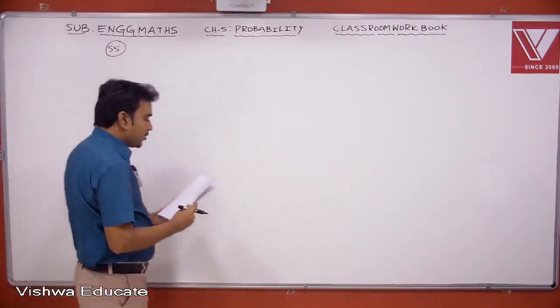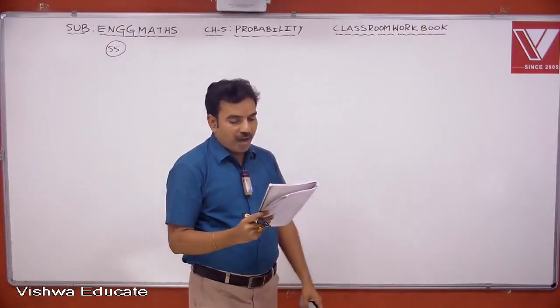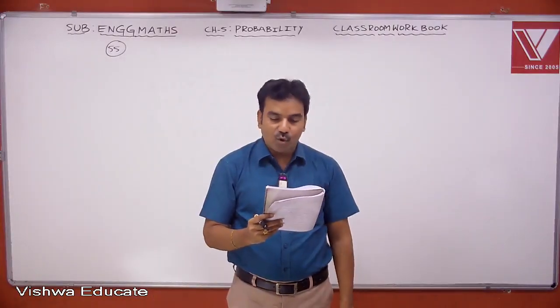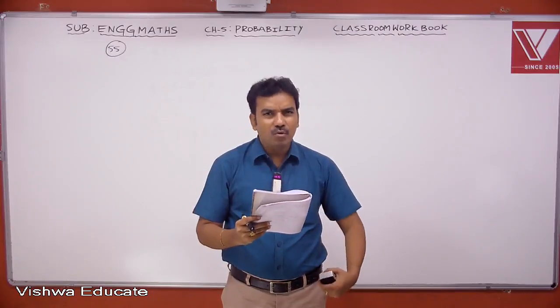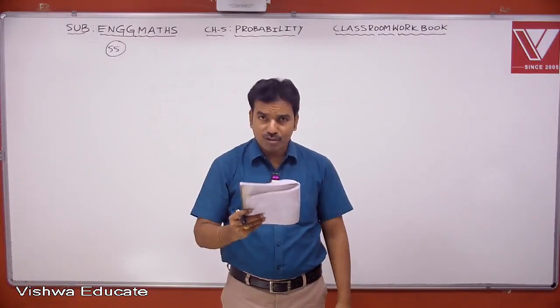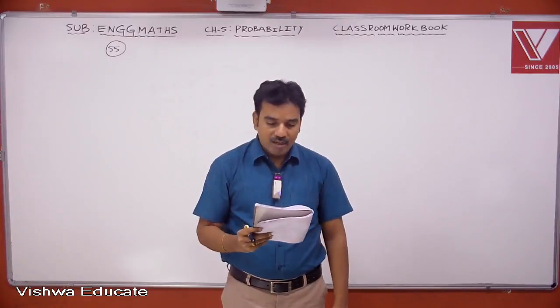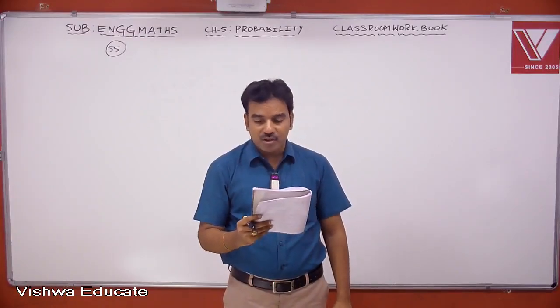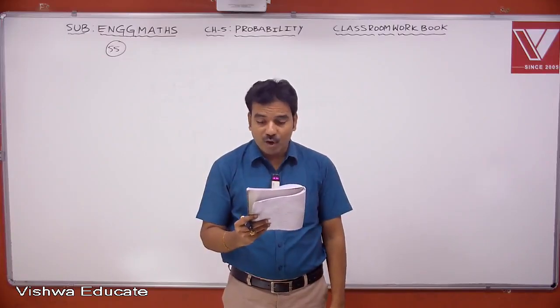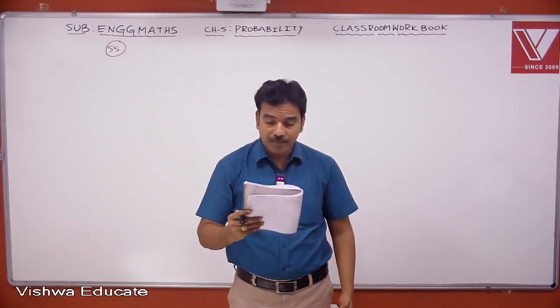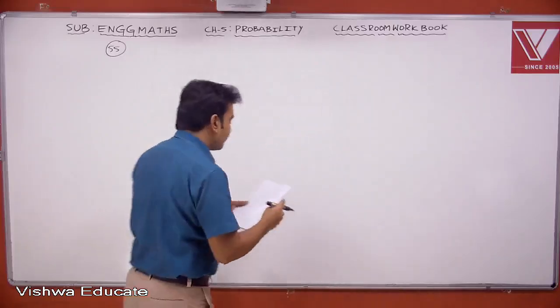The question is: the probability of obtaining at least 2 sixes in throwing a fair die 4 times. This is somewhat similar to the previous question, number 54. The previous one was exactly 2 times; now this is at least 2 times. Okay, so let us see.